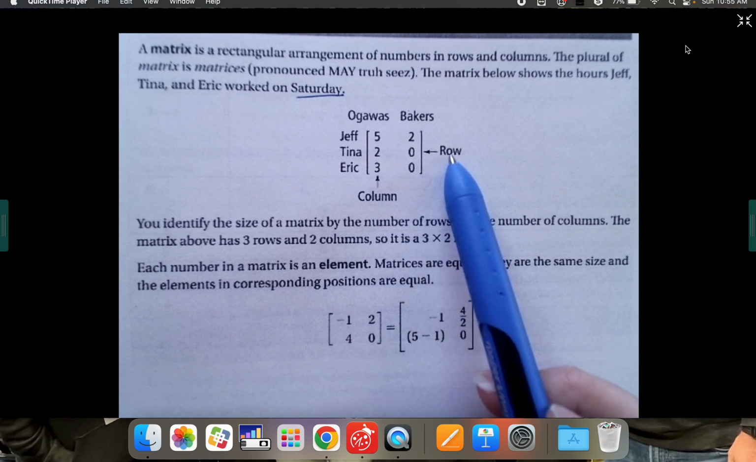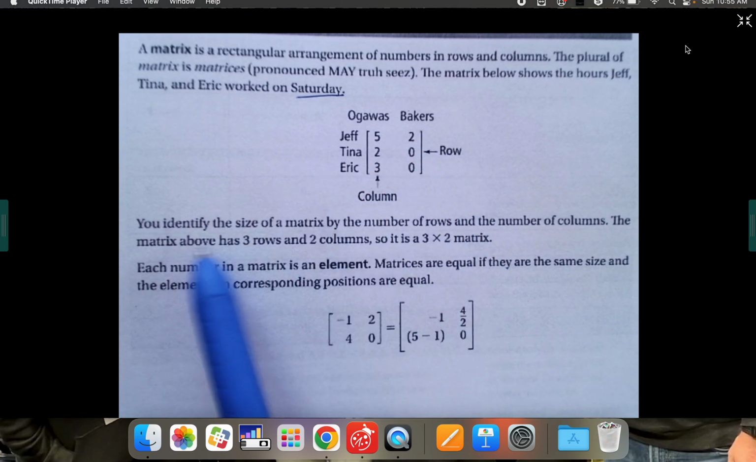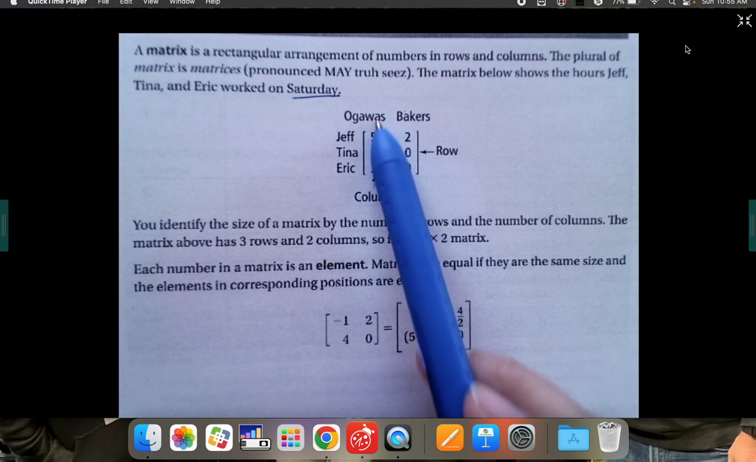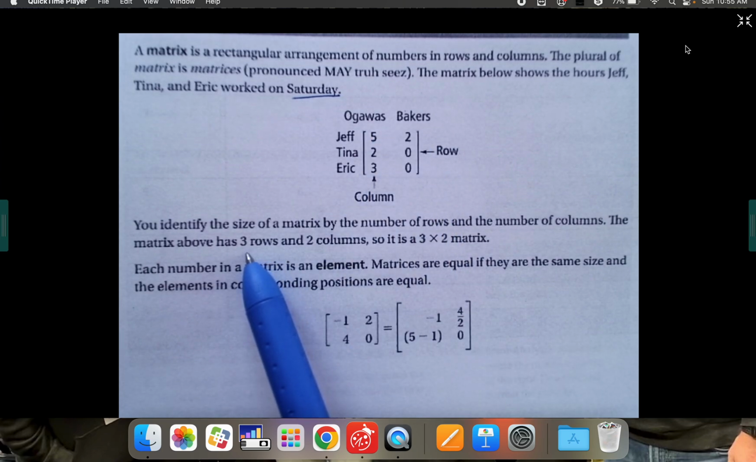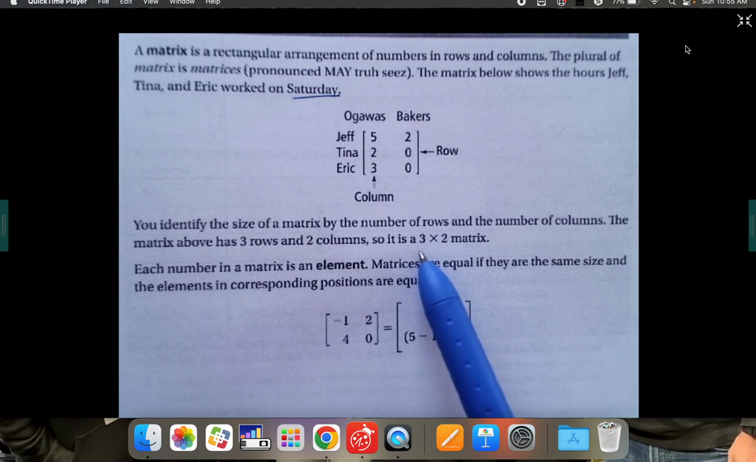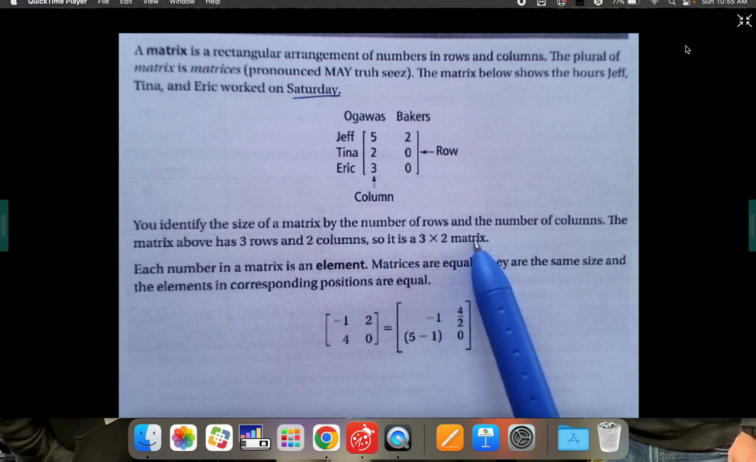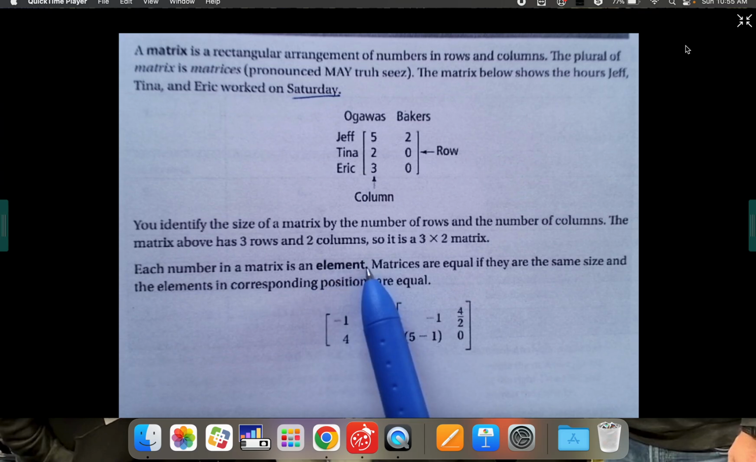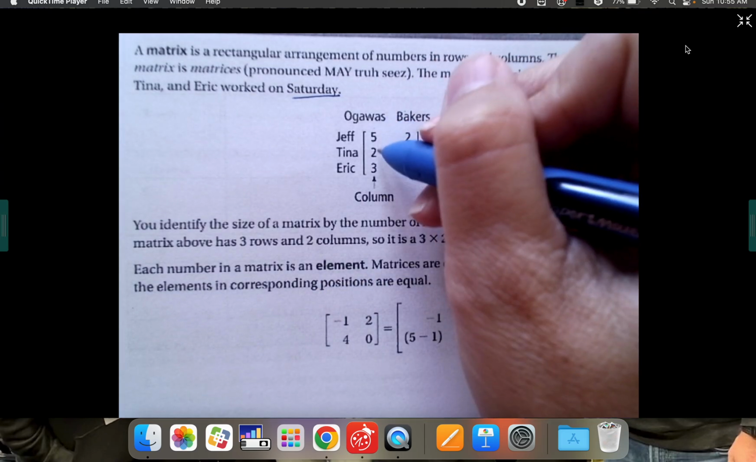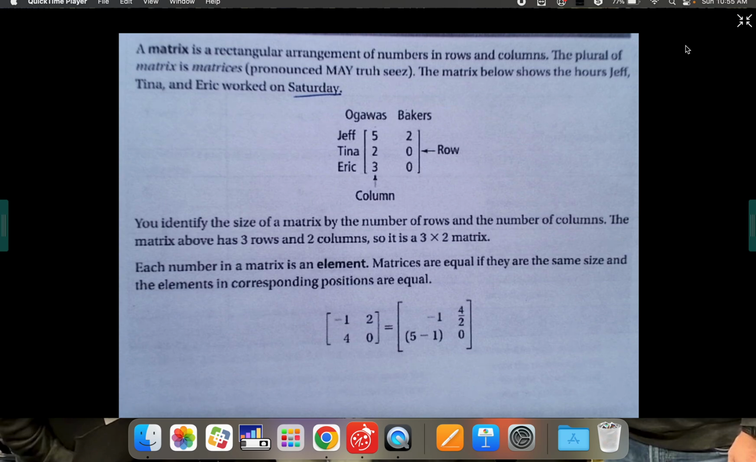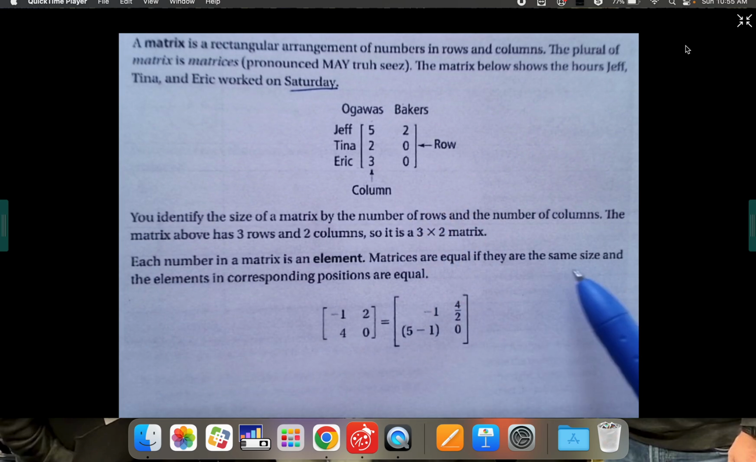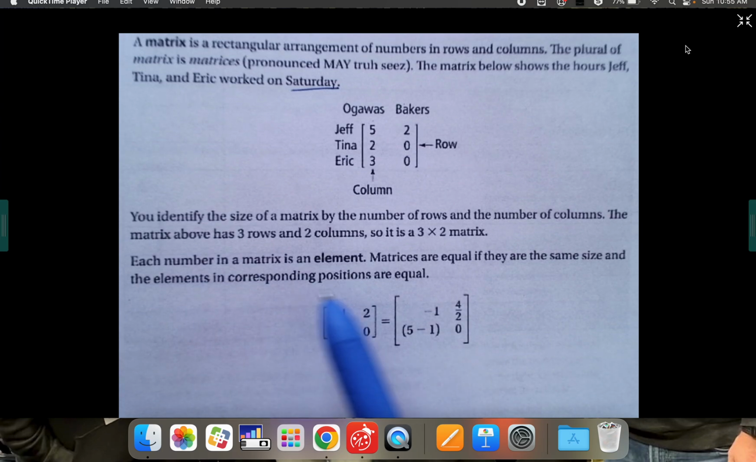And like I said earlier, it is organized in rows and columns. You identify the size of a matrix by the number of rows and the number of columns. So this one has 3 rows and 2 columns, so therefore it is a 3 by 2 matrix. Each number in a matrix is considered an element. So 5 is an element, 2 is an element, 3 is an element. Matrices are equal if they are the same size and the corresponding elements are equal.